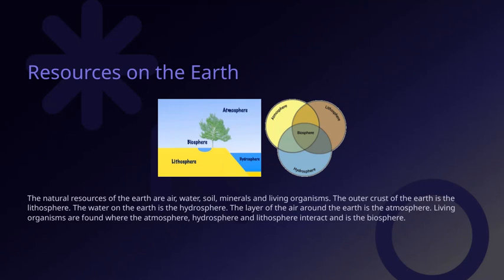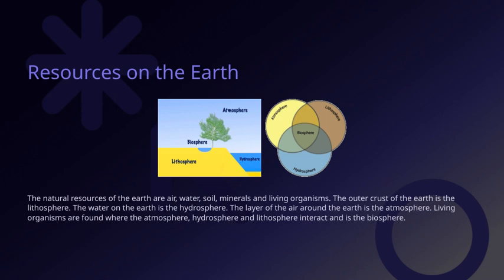Let's explore the resources on Earth that sustain life and support our activities. The natural resources of the Earth include air, water, soil, minerals, and living organisms. These are essential for our survival and for the functioning of ecosystems. The Earth's outer crust is known as the lithosphere, which is rich in minerals and supports soil formation. Water, which covers a large part of our planet, belongs to the hydrosphere, vital for all living things.